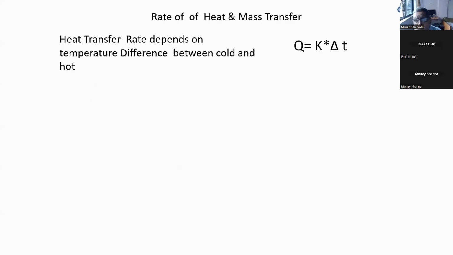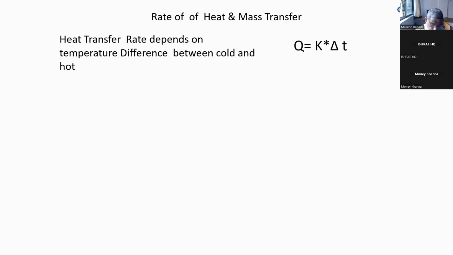So we all know that the rate of heat transfer depends on delta T. That means if there are two surfaces, surface A has, let us say, 200 degrees temperature, and surface B has 100 degrees temperature, then Q will be directly proportional to delta T. As delta T increases, Q will increase. That is how heat transfer takes place, and K is the constant for that. This is all very clear.